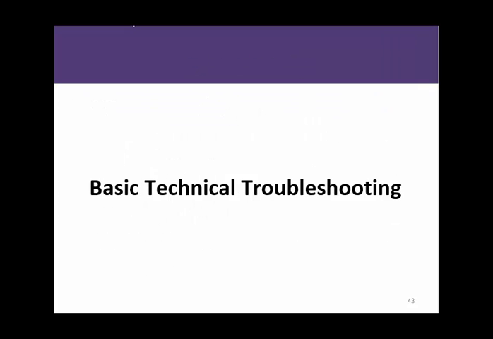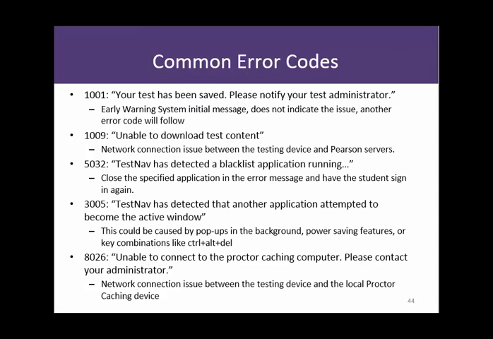Basic technical troubleshooting. Common error codes that students are seeing when they log into Testnet. 1001: that your test has been saved. Please notify your test administrator. Possibly something has gone off and antivirus software has popped up and it has logged the student out. A few other error codes to pay attention to. Some that we're seeing more recently is that the app is not most up to date, so please make sure before students log in that you have Testnet 8.8, the most recent version of Testnet if you are running the app.